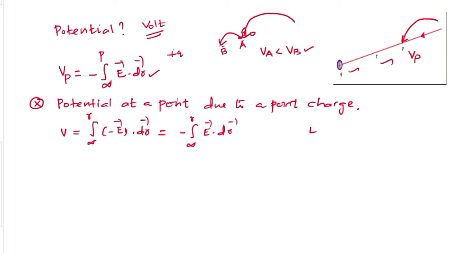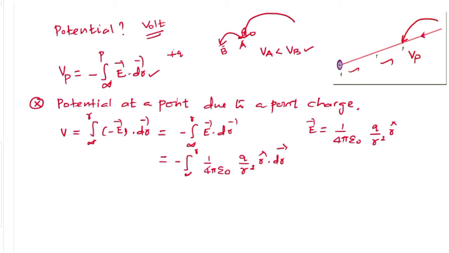We know the electric field at a distance r: 1 divided by 4 pi epsilon 0, q divided by r square into r cap. This is a familiar formula we have. So if you substitute here, you will get minus integral infinity to r, 1 divided by 4 pi epsilon 0, q divided by r square into r cap into dr vector. At least in intermediate steps, you directly write down the result. That is very important. Right. Now we have to derive this result.